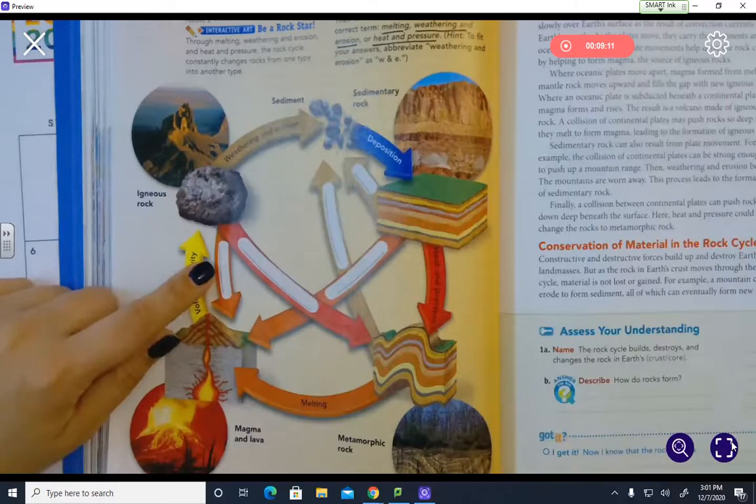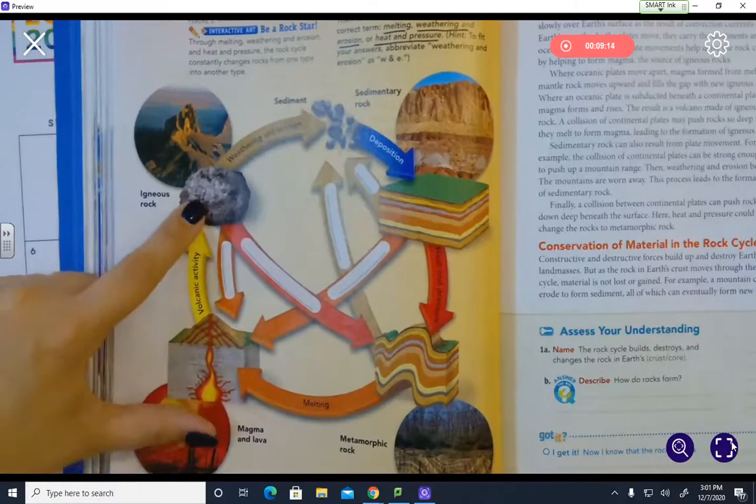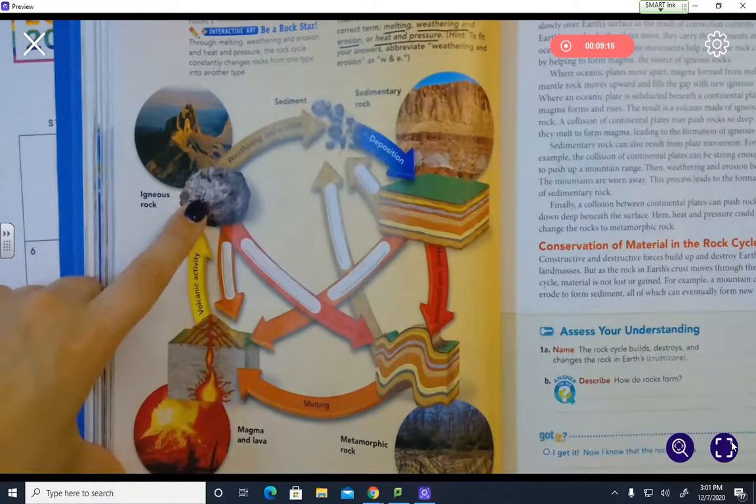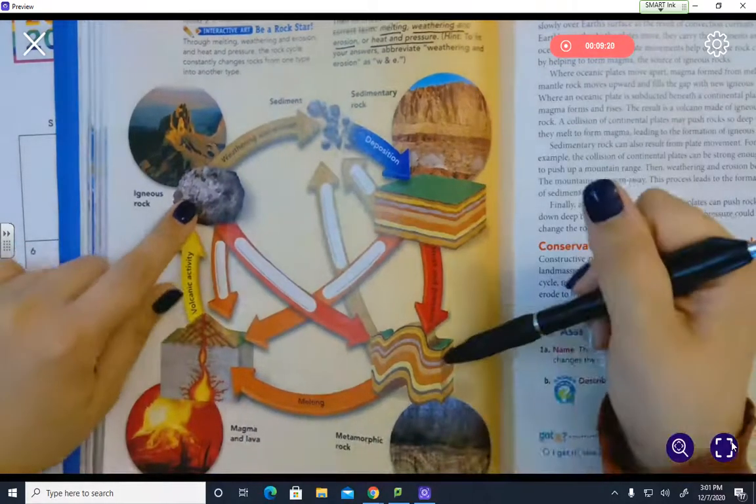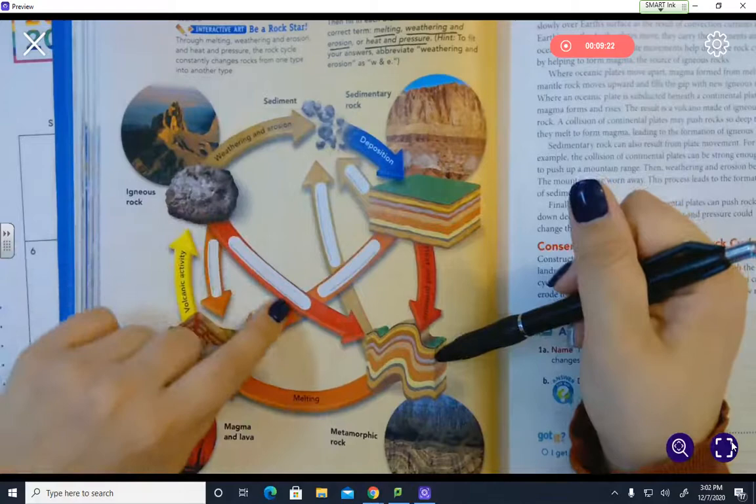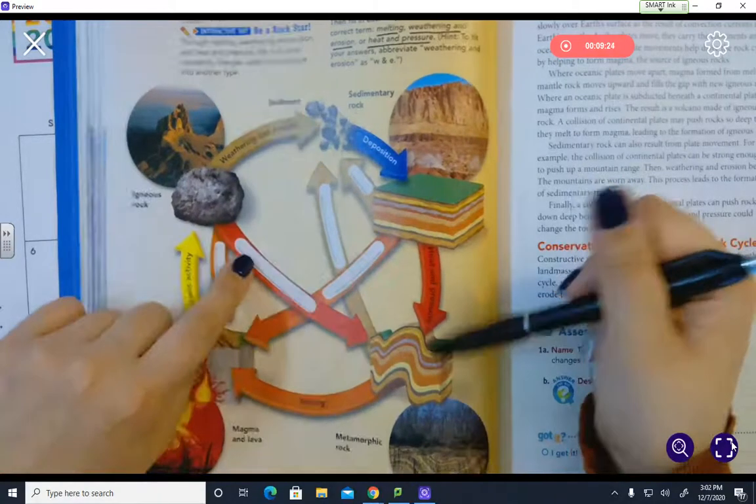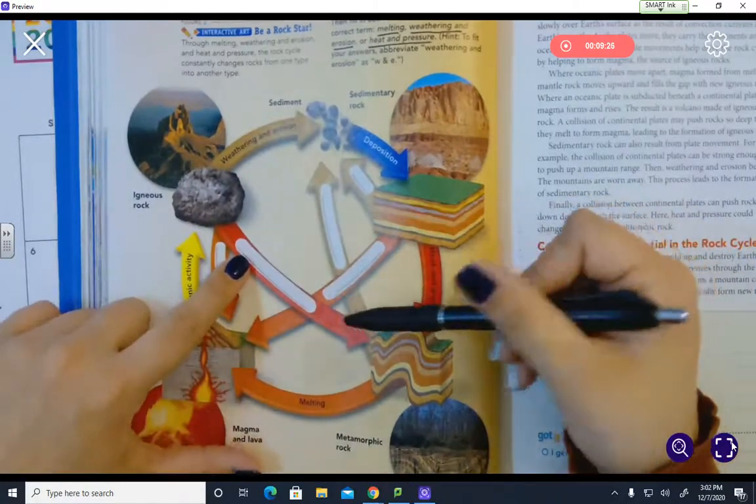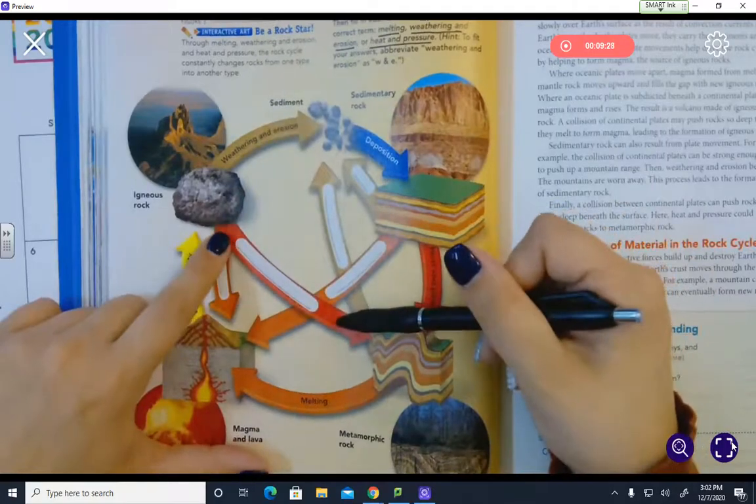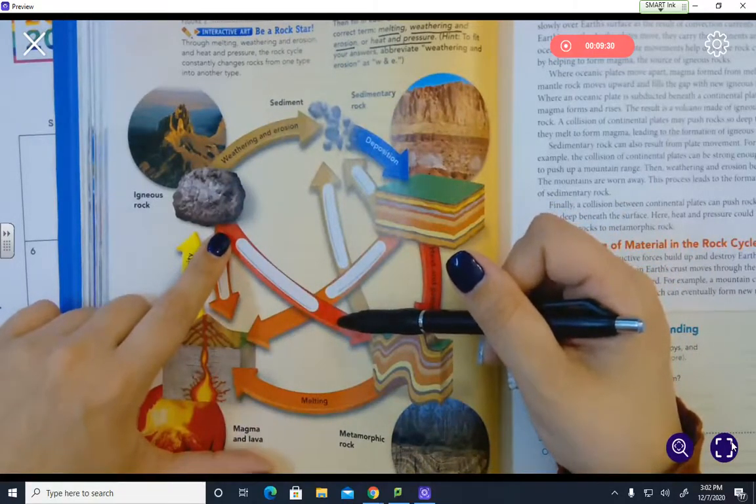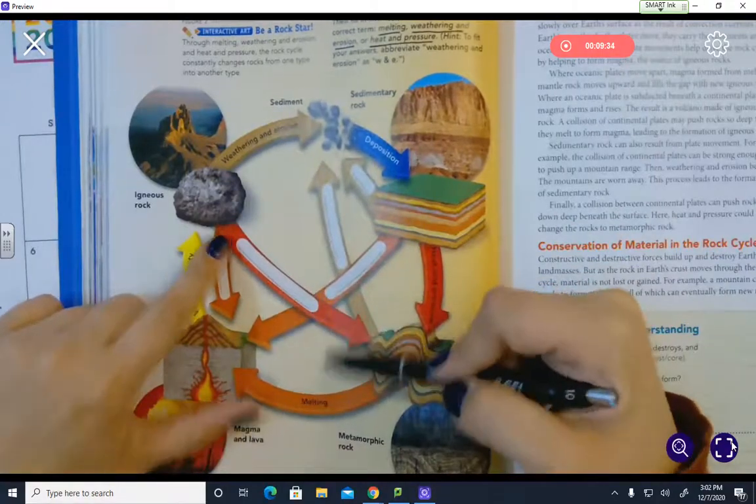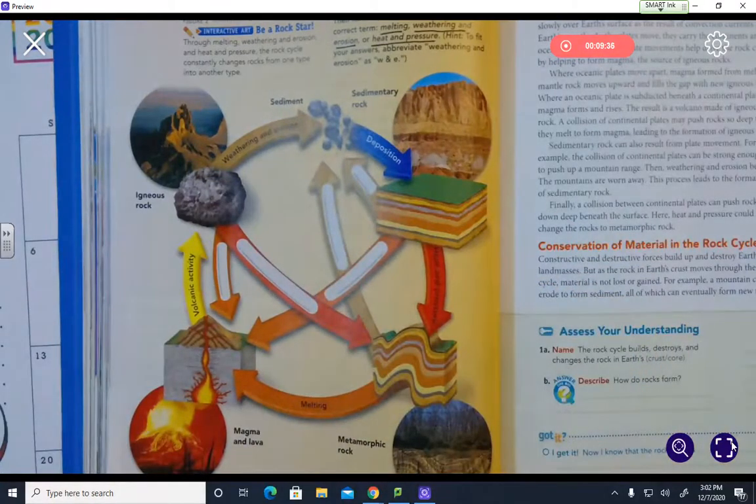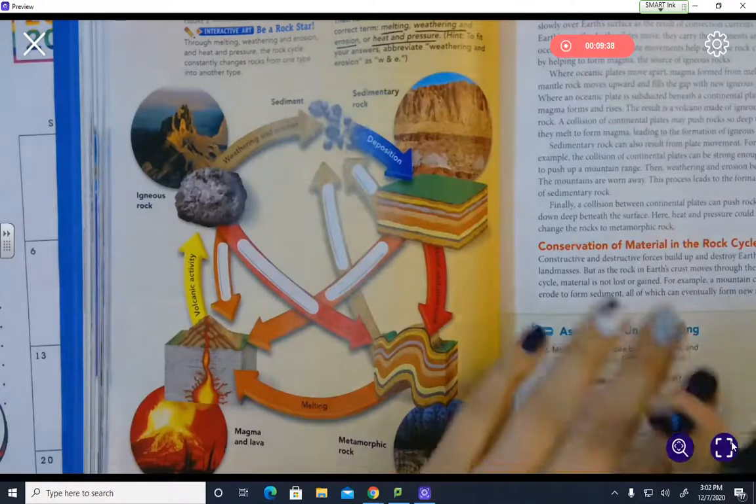And then lastly, if I'm an igneous rock and I want to become a metamorphic rock, what do I need to do? Do I need to melt? Do I need to erode? Or do I need to add heat and pressure? I'm going to write it right here. When you're done with that, move on to this side.